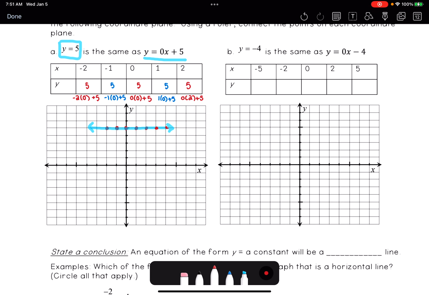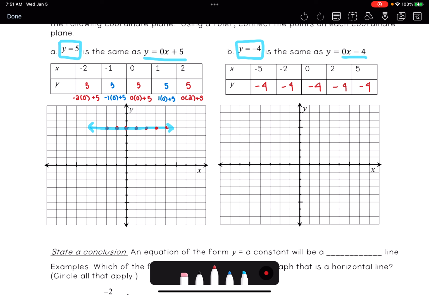y equals negative 4 is the same thing as 0 times x minus 4. Again, if you take every x and multiply by 0, it doesn't matter. You're just going to make it negative 4 each time. So negative 4, negative 4, negative 4, negative 4, negative 4. y is equal to negative 4, which means anywhere you have a y, it will be negative 4.